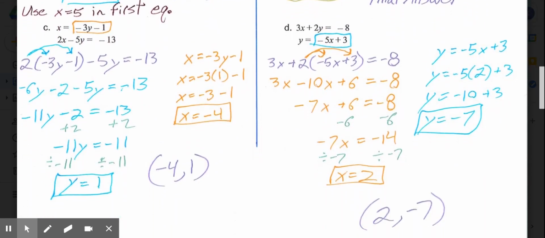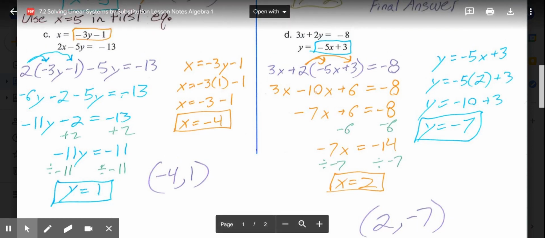And C, again, step 1 was done for us. One of the equations is already solved for a single variable. So we know x equals negative 3y minus 1. So I'm going to take the negative 3y minus 1 and substitute it in for x in that bottom equation.